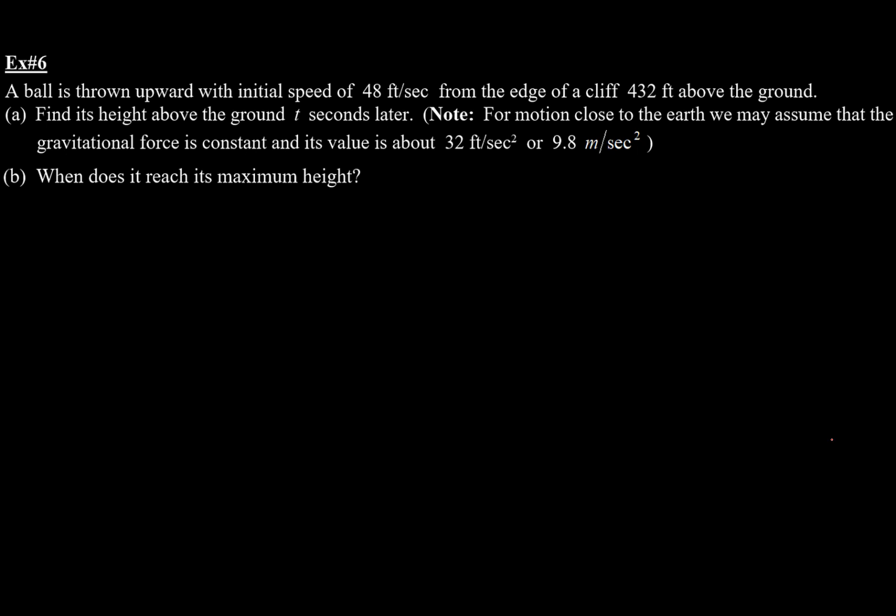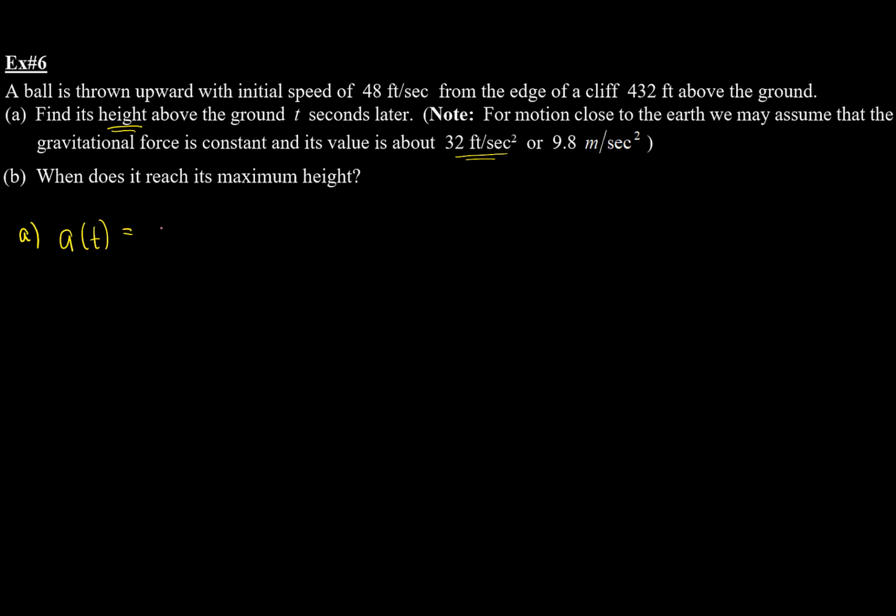Keep in mind, since we're on the planet Earth, we are basically dealing with the same gravitational force everywhere, which gives us 32 feet per second squared, or 9.8 meters per second squared. Since this problem is in feet, we're going to use the 32. So for A, the height is the position function.